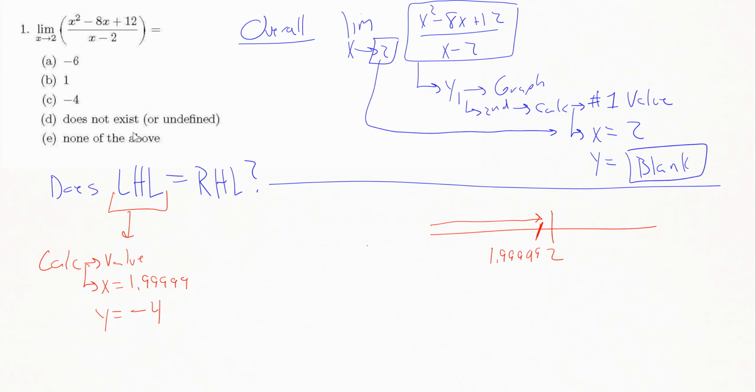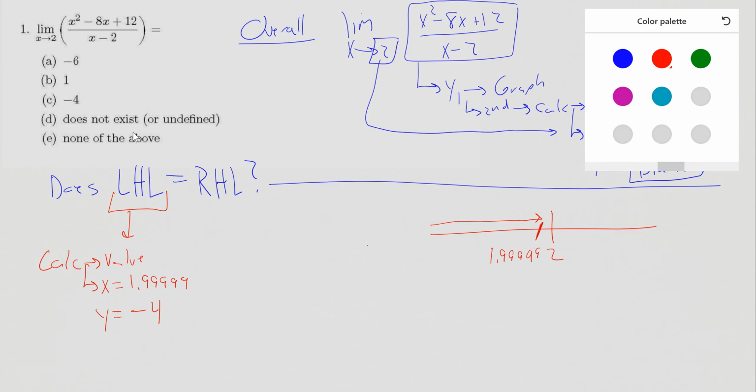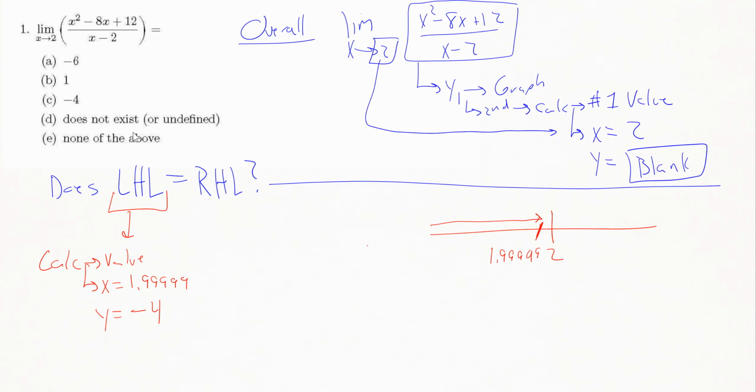If my left-hand limit and my right-hand limit equal each other, then I know my overall limit would be the same. So I now go and test my right-hand limit. I'll do a calc value again, and this time I'll do an x value coming in from the right that's really close to 2, something like 2.000001.